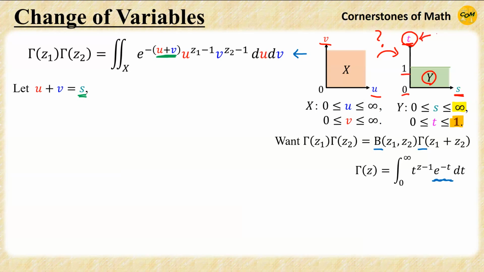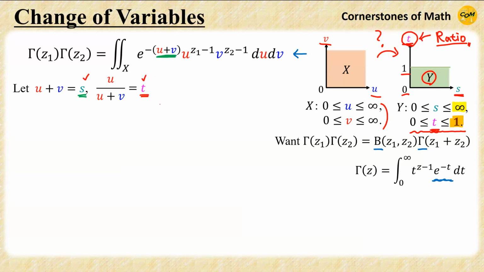And we can achieve that by defining t as a ratio. More specifically, let t be u over u plus v. Then you can notice that when u and v have positive real values, the value of t is confined from 0 to 1.